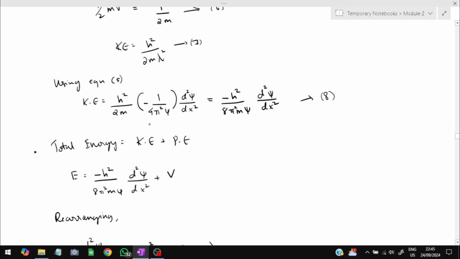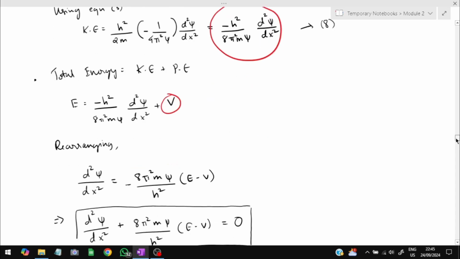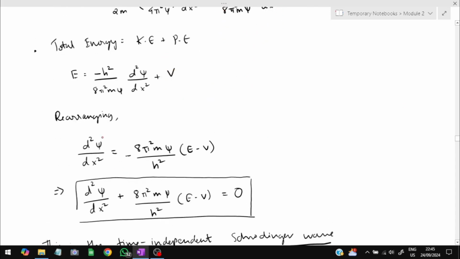Now observe carefully. We have total energy is equal to kinetic energy plus potential energy. So E is equal to minus h square by 8 pi square m into w, and into d square w by dx square. This is taken from here. The kinetic energy plus potential energy is nothing but v. Now rearranging the terms, we have to obtain an equation in the form of this. So we'll get this one is equal to this value here, and when we shift this value to here, we'll get d square w by dx square plus 8 pi square m w by h square into E minus v is equal to 0. This is the main equation we'll be using for other derivations as well. This is the time independent equation.